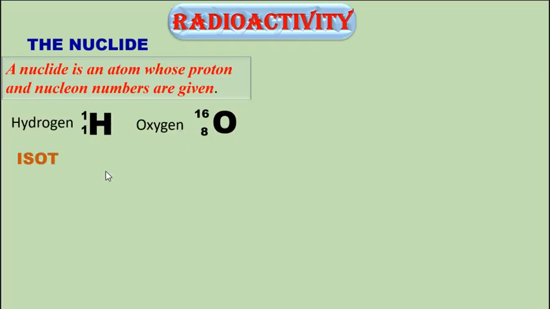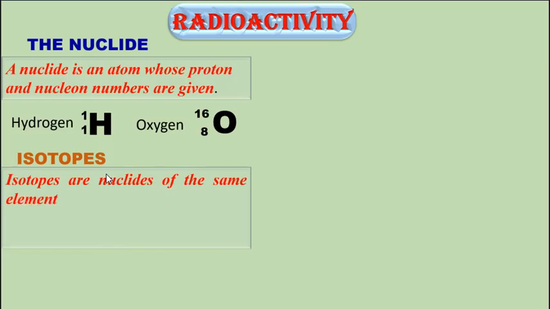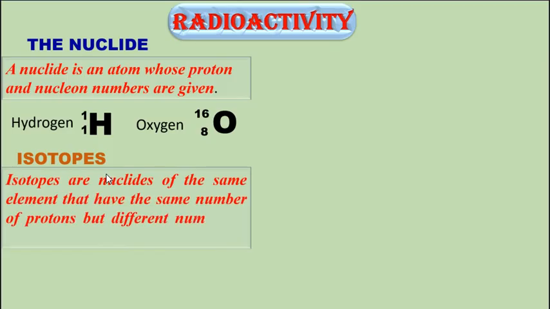Then we now look at isotopes. What then are isotopes? Because they are very important. Isotopes are nuclides of the same element that have the same number of protons but different numbers of neutrons. An isotope, like I said, you can see on the screen now, are nuclides of the same element having the same number of protons but different neutron numbers.